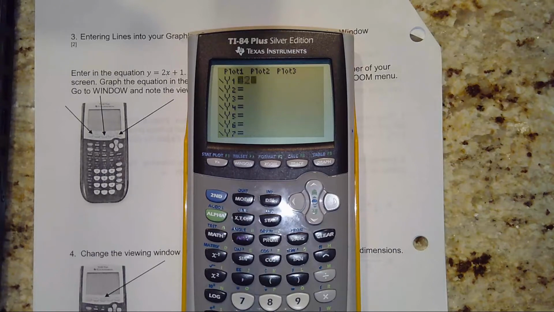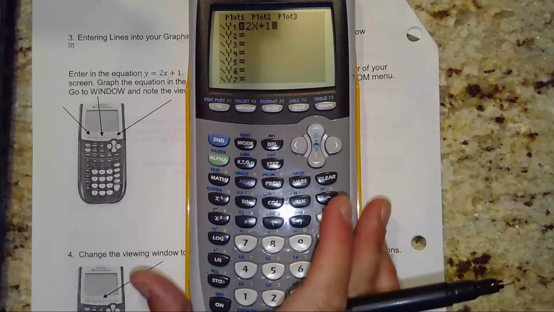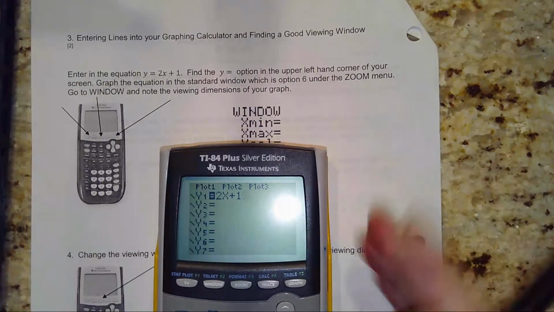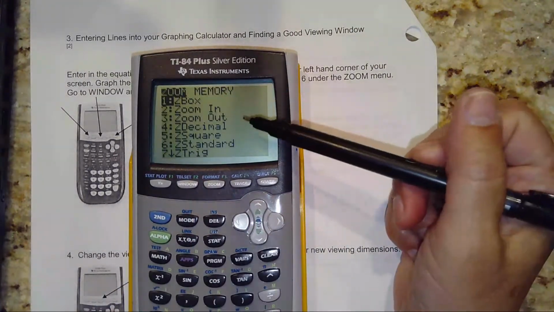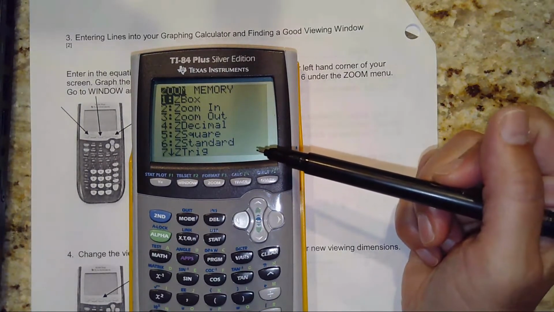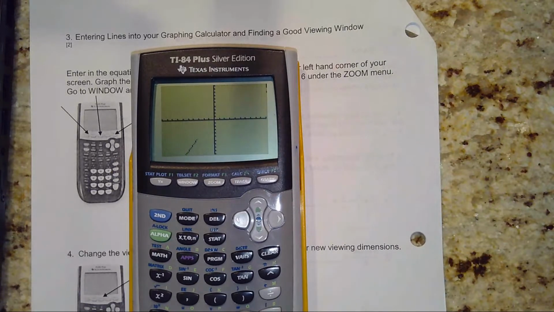So 2x plus 1. What I asked you to do here is hit zoom. And zoom has these standard windows so that you can look at your graph. So we're going to hit zoom standard. And that will give me my nice looking line.